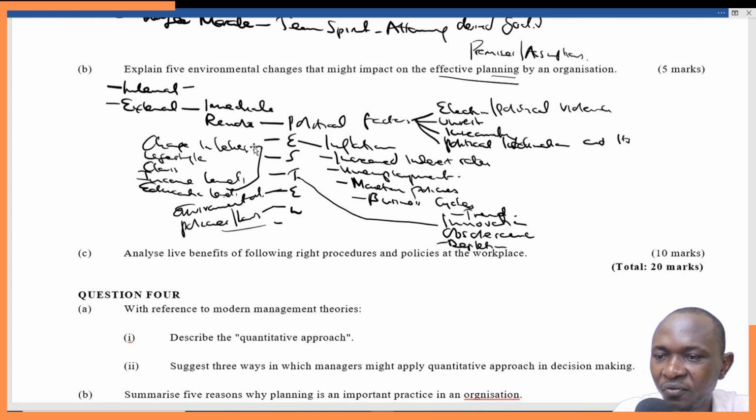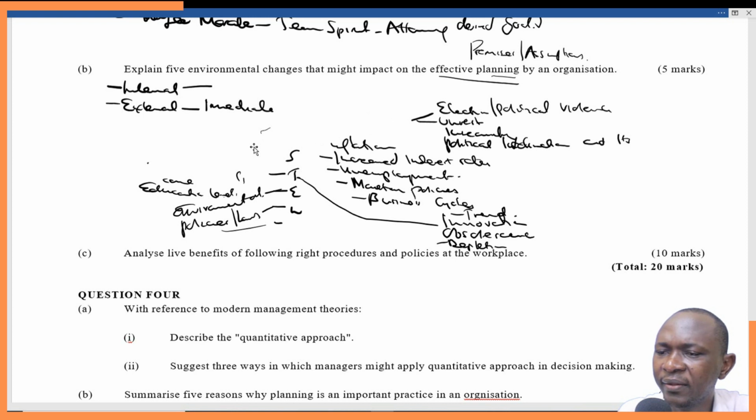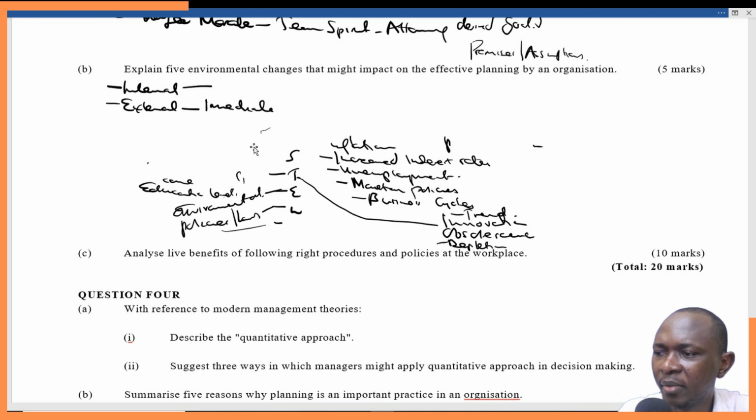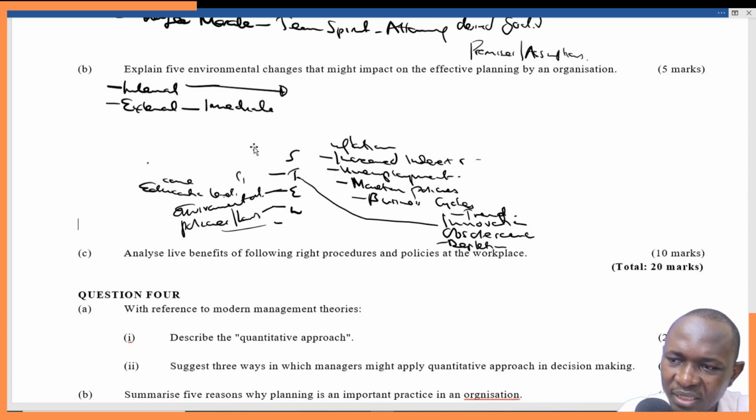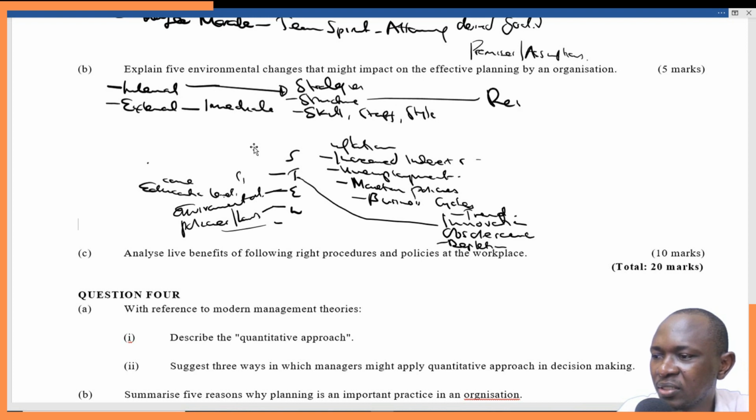And then we have the internal forces. For internal forces, I'll go the McKinsey model way, and we discussed McKinsey here before. So I will explain five environmental changes. I look at changes in strategies, changes in structure, changes in the skills, the staff, leadership. Like in structure, I'll say changes in the resource availability.